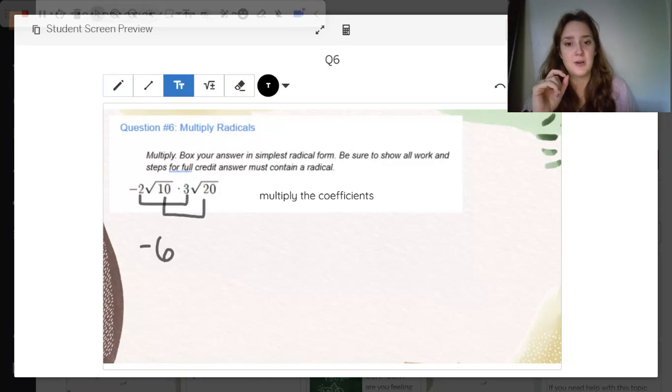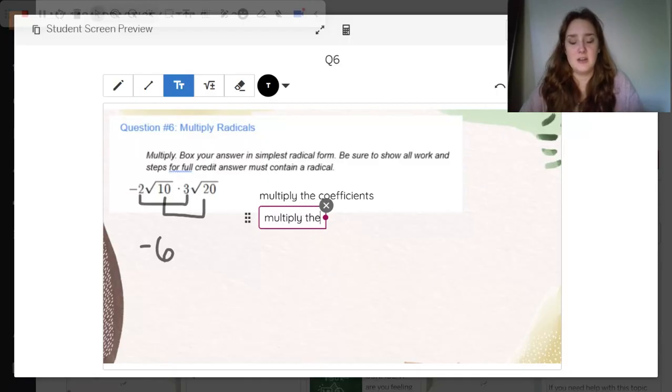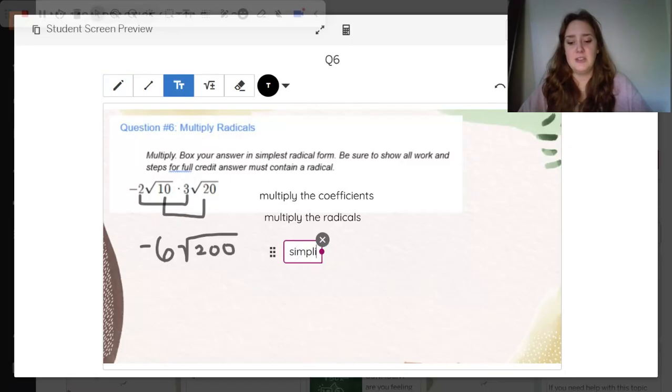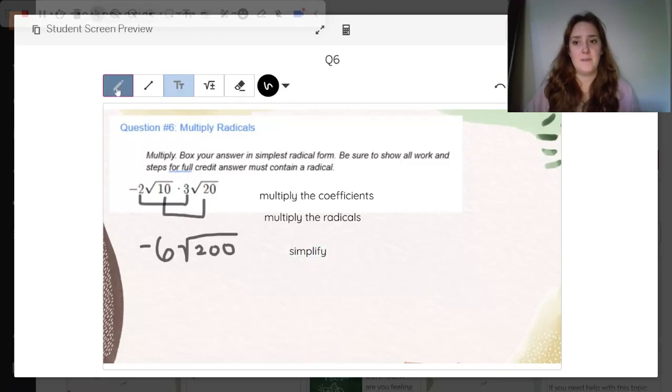So now we're going to multiply the radicals. Rad 10 times rad 20 is rad 200, right? We're just adding a 0 to 20. All right, we have multiplied, but now we still need to simplify. This one's kind of like we're going back a step. We already know this is 20 and 10, so we can just keep factoring for a factor tree.